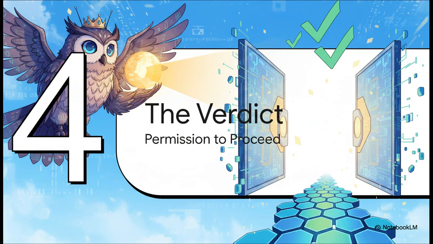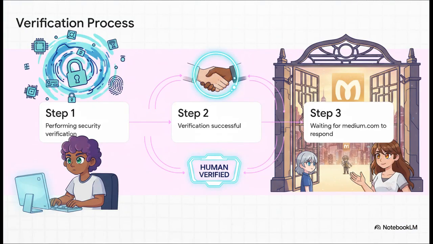So after our gatekeeper has looked at all the evidence and made its call, we get to the final phase of this whole thing, the verdict. And for you, permission is granted. And you can see the steps laid out right here. First, it performs the security check. Then, step 2, you pass. Verification successful. You've been officially stamped as human. And only then, in step 3, does the gatekeeper finally open the gate and connect you to the actual website you wanted to see all along.